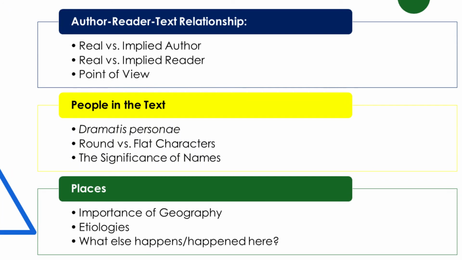Round versus flat characters. A round character is one that we can put our arms around, one that we can get to know. We know the character's attributes, characteristics. A flat character exists only to do something, and we don't get to find out much about the person at all. Keep in mind, for both people and places, names often matter. With places, etiologies, that is, Genesis especially, but other books in the Pentateuch, tell stories about where something came from. When you see words like that, there's a symbolic value. The place or the person or the incident matters. It's speaking to a situation that would come up later in Israel's history.